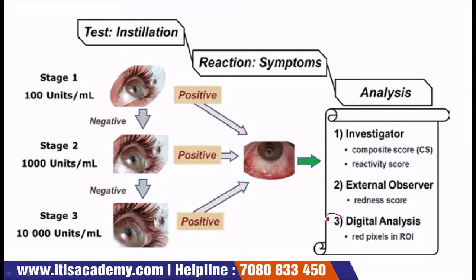Third one is digital analysis. These two are outer analysis or external analysis. Next comes digital analysis. Digital analysis includes red pixel in ROI. So this was a brief overview of how the test of conjunctivitis is done in laboratory.